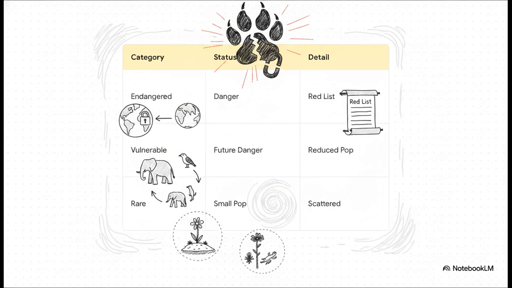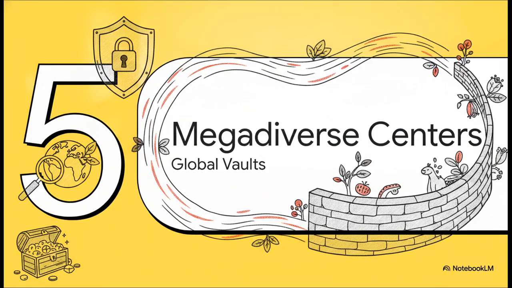Below that are vulnerable species. Their populations have been greatly reduced, meaning they're likely to face extinction in the near future if the threats don't stop. And finally, rare species. These are populations that are incredibly small worldwide, either confined to very limited areas or just thinly scattered over a wider space. Section 5. Protecting Megadiverse Centers.